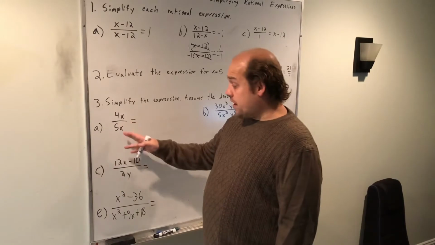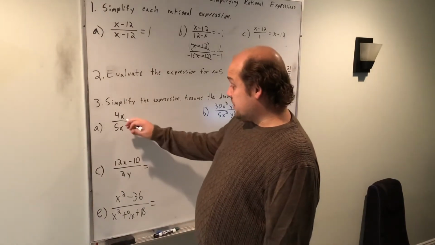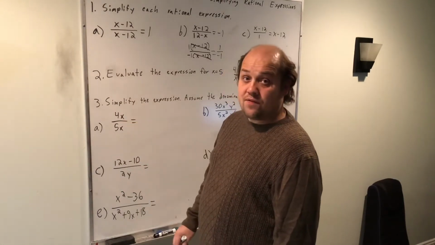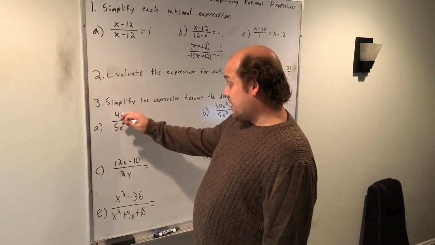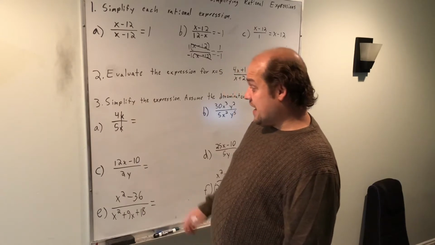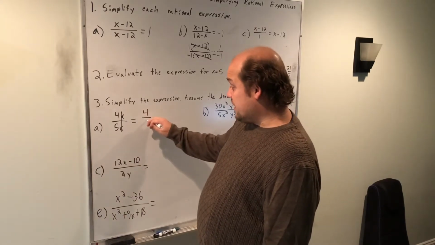Here, when I have 4x over 5x, really, I can just say this is x to the first over x to the first. 1 minus 1 will give me x to the 0 or no powers of x. So these x's are going to cancel each other out and just leave me with the 4 on top, 5 on bottom.